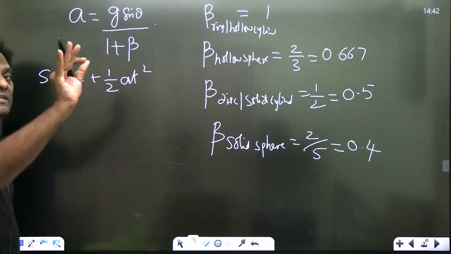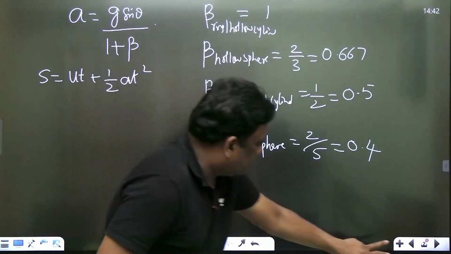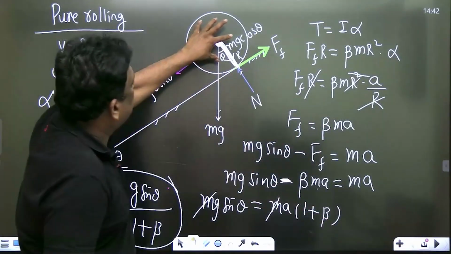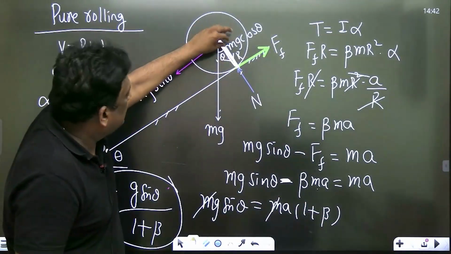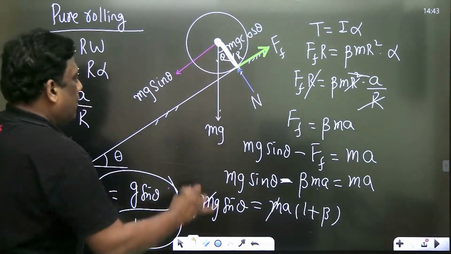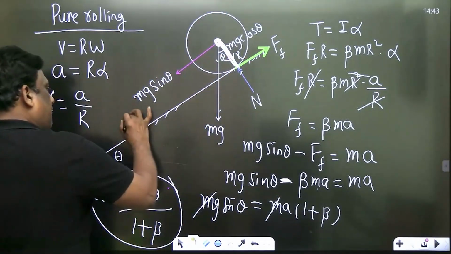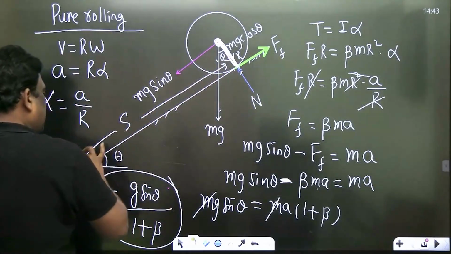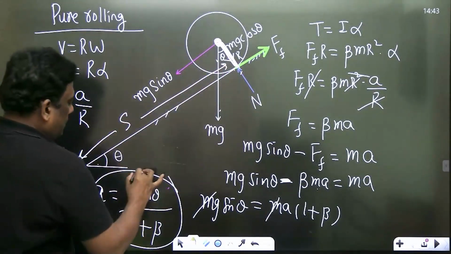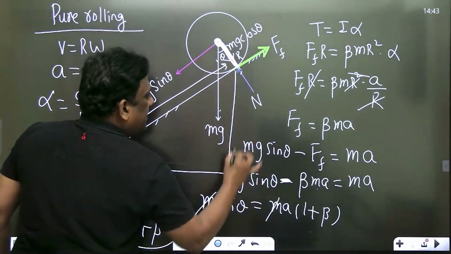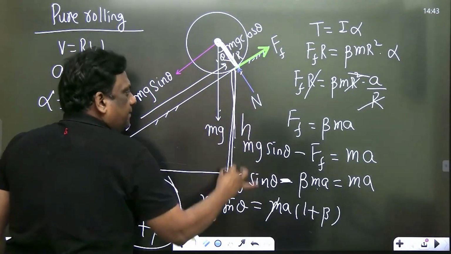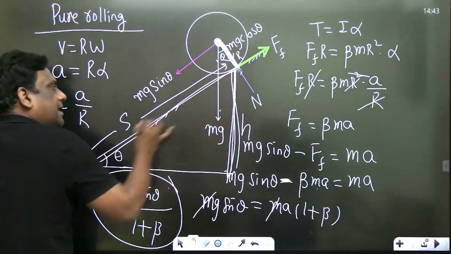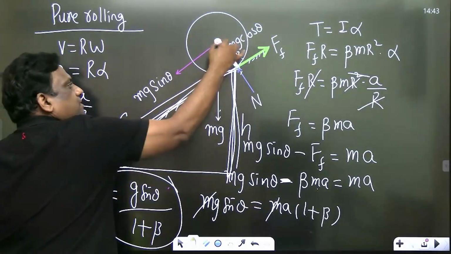Initially, if the object is released from rest, and please note if it is released from rest, the initial velocity is 0. Now let it cover a distance s. Dear students, let it cover a distance s. Let the vertical height be h, and let it slide down. Let the displacement covered by this object be s.